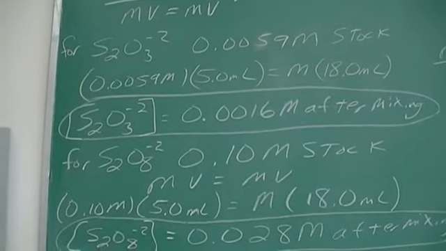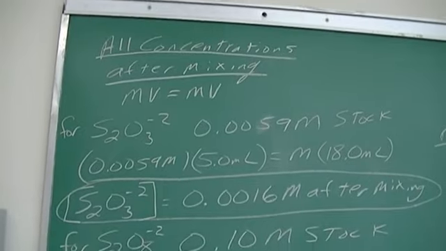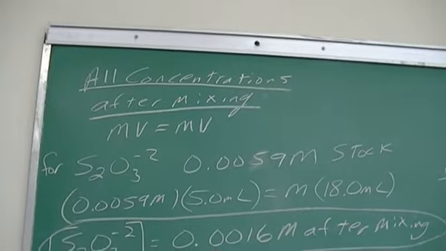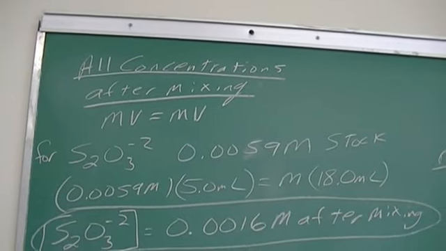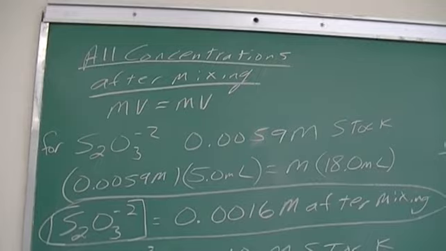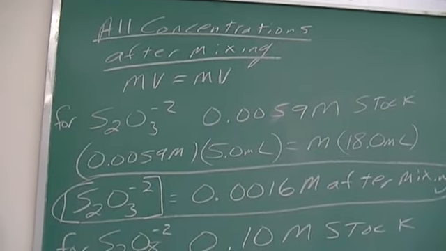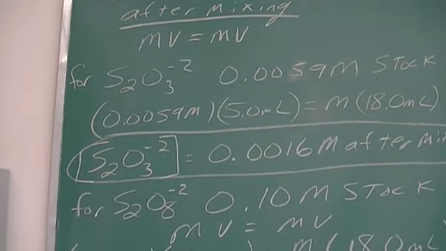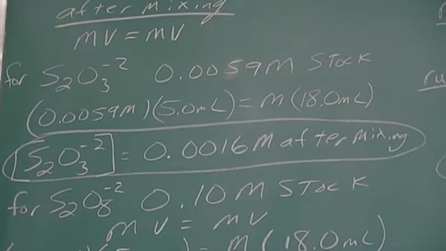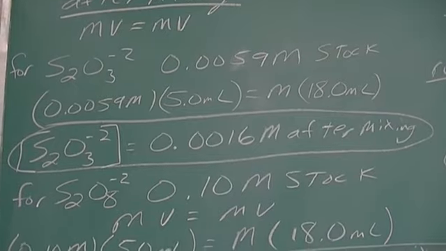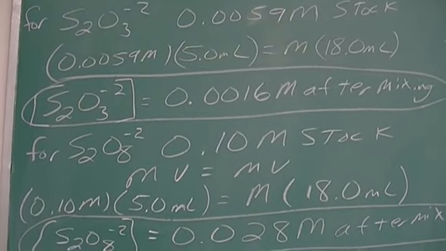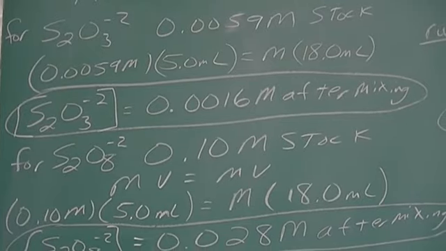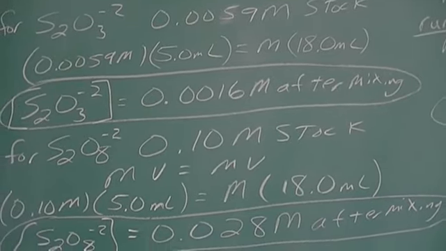All right, here are the calculations for experiment 10, Chemical Kinetics 1. Now remember, for all calculations, your concentrations must be after mixing. So all concentrations after mixing means that we have to do MV is equal to MV. For your S2O3 minus 2, the stock solution was 0.0059 molar. So each time we ran the reaction, it was 3 mils, 5 mils, 5 mils, and 5 mils. And so the total is 18 milliliters.